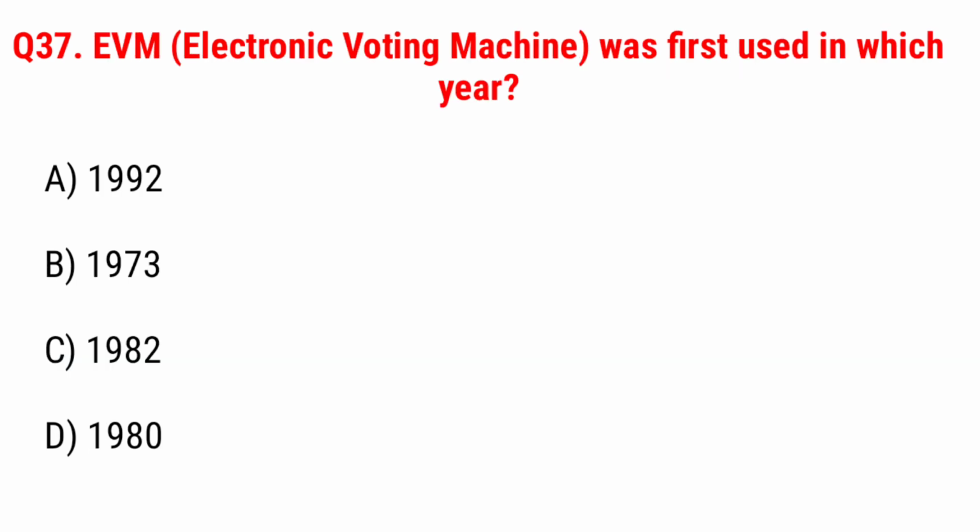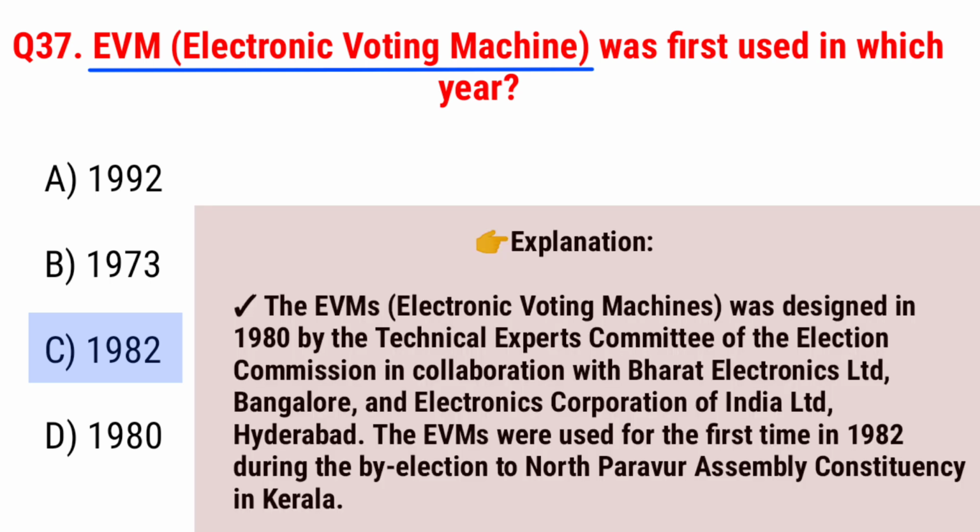Next question. EVM, electronic voting machine, was first used in which year? Option A 1992, B 1973, C 1982, D 1980. Right answer will be the option C, 1982. Explanation. The EVM was designed in 1980 by the Technical Expert Committee of the Election Commission in collaboration with Bharat Electronics Limited, Bangalore and Electronics Corporation of India Limited, Hyderabad. The EVMs were used for the first time in 1982 during the by-election to North Paravur Assembly constituency in Kerala.